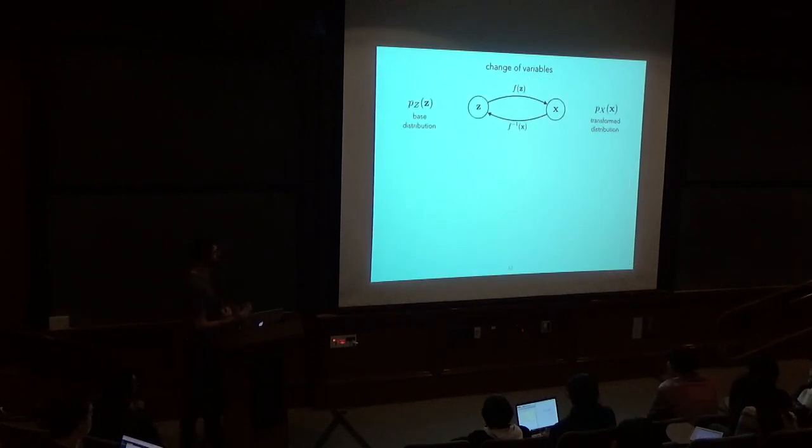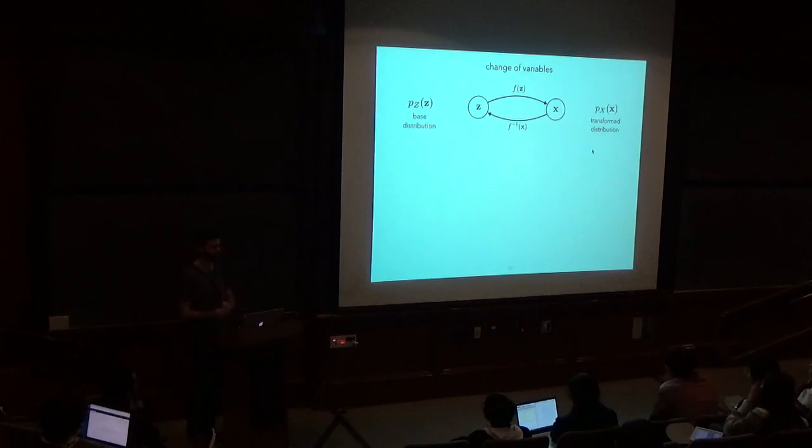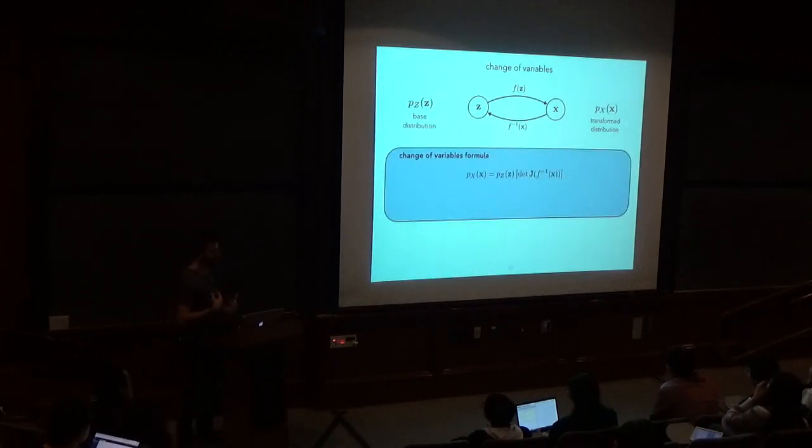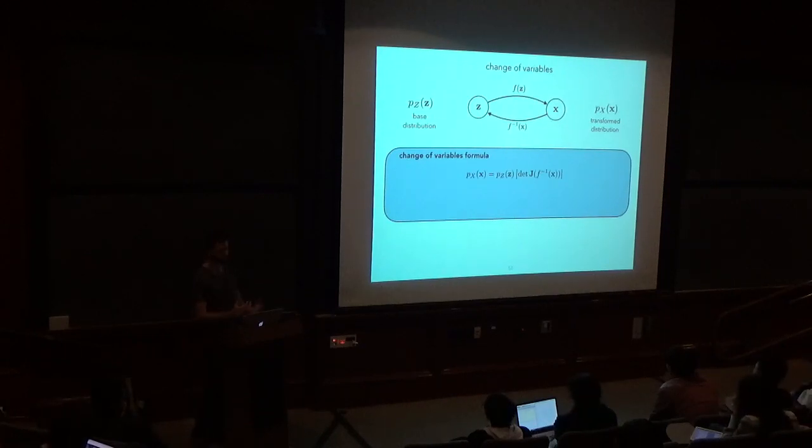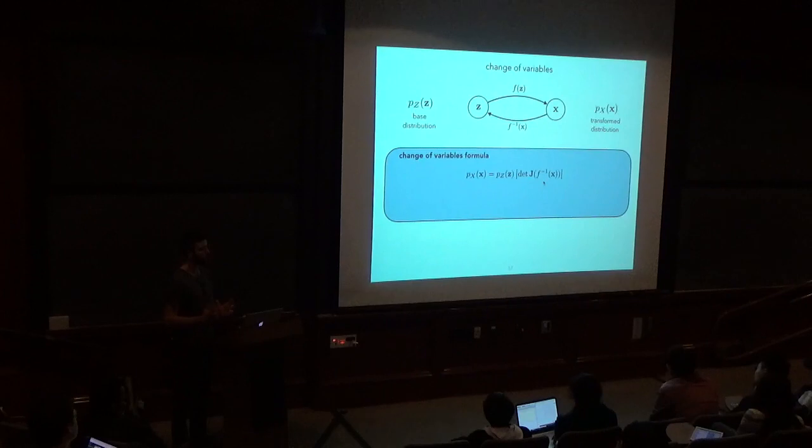So what we have is this setup where we have a simple base distribution over this variable z, and we can apply this mapping f of z to get to x, but we can also apply the inverse mapping to get back to z. So we have our base distribution and our transform distribution, which are defined by these mappings. And the change of variables formula in general terms says that the probability distribution of the transform space is equal to the probability in the base distribution times the absolute value of the determinant of the Jacobian of the inverse transform.